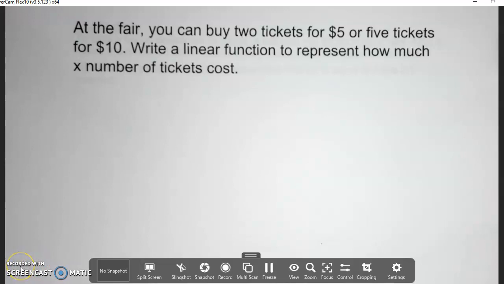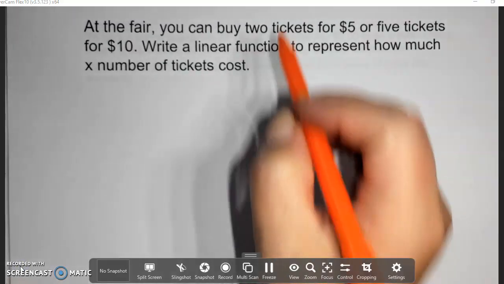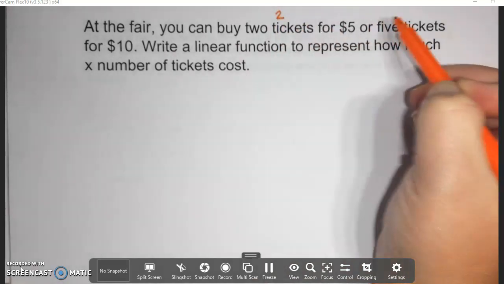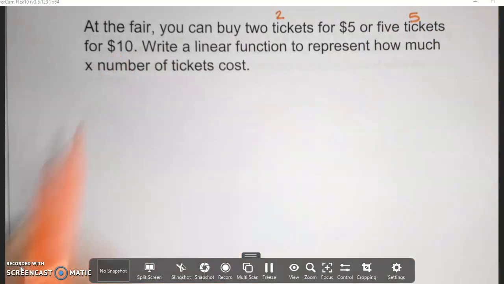See if you can take a moment and solve this. So you took some time to think about it. Let's think about trying to find 2 ordered pairs. You can buy 2 tickets for $5 or 5 tickets for $10.